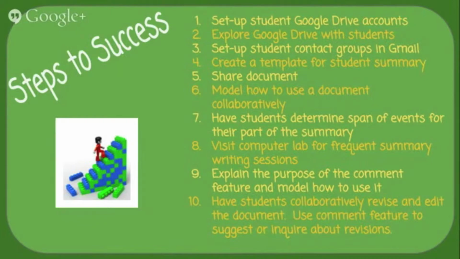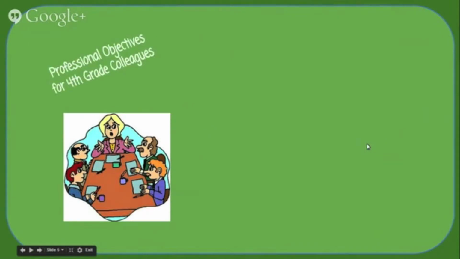And then the final step is to have the students collaboratively revise and edit the document. This is the step that we're up to right now. And they're also going to use the comment feature to suggest or inquire about revisions, so this way they can assist each other. I didn't want them to go and erase something that somebody had worked really hard on and that partner not be satisfied with that choice. So I figured if they use the comment feature to make those suggestions and inquiries, then they would be able to work that out in a more positive way.